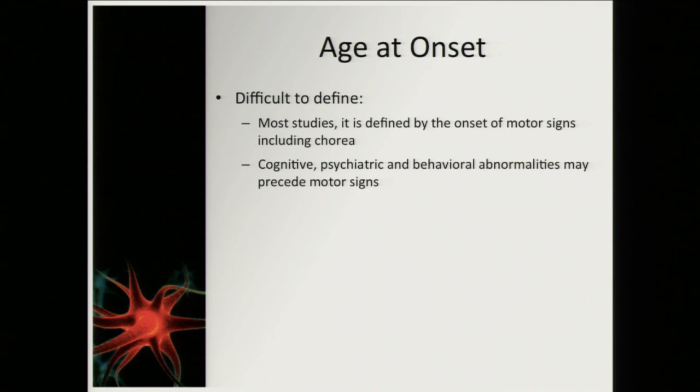Okay, so what is the age of onset of disease? Well, it's really difficult to determine. The reason it's difficult to determine is because most studies have difficulty identifying what the age of onset is. Many studies will say the age of onset is the time that somebody develops motor symptoms. And oftentimes, that is the time where somebody's going to come to the doctor's office, so it might be the first time it's identified. We also know that behavioral and psychiatric manifestations of the disease actually may come before that. And so because of that, we're not exactly sure what the age of onset of disease is.